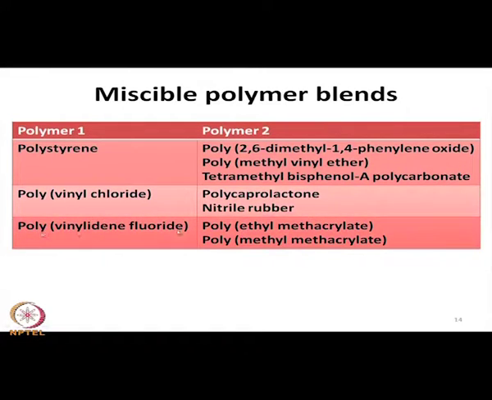Then polyvinylidene fluoride is a fluorinated polymer that can also be blended with polyethyl methacrylate, or that can be blended with polymethyl methacrylate. Now, their blending capability, their miscibility etc. can be understood if their chemical structures are written. If we look into their chemical structure, one can understand the miscibility of these component polymers mentioned in this table.